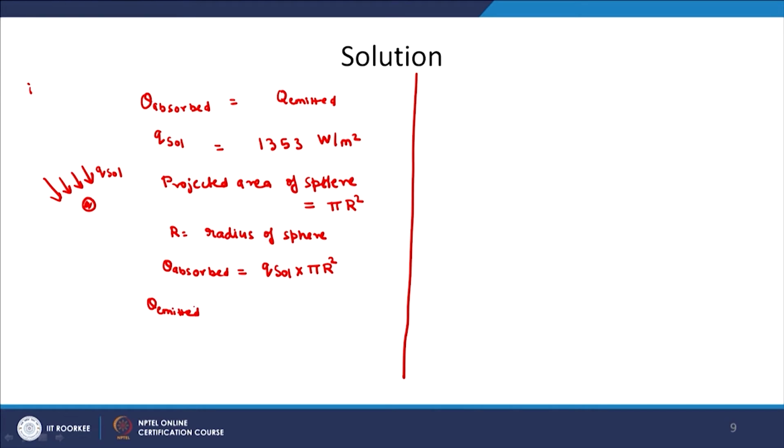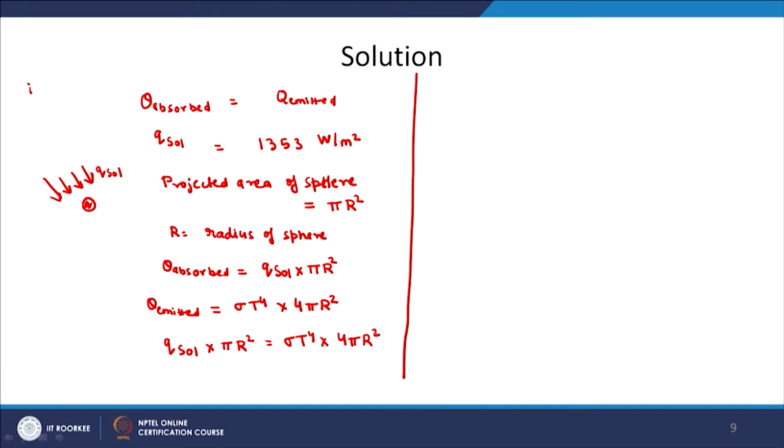So, just keep in mind that this sphere is black. So, it will emit radiation as per this law, sigma T to the power 4, and then its total area, that is 4 pi r square. So, total surface area of the sphere is 4 pi r square, and total energy emitted by a black body is sigma T to the power 4 as per Stefan Boltzmann law. So, then we equate. So, we get Q sol into pi r square is equal to sigma T to the power 4 times 4 pi r square.